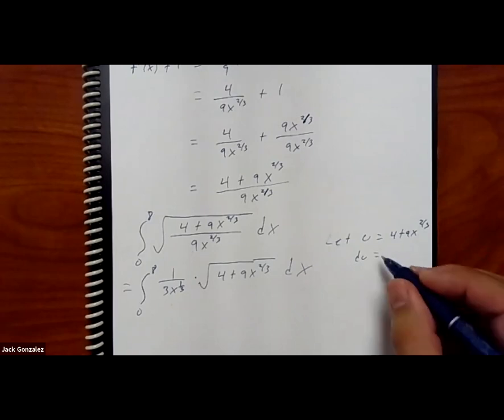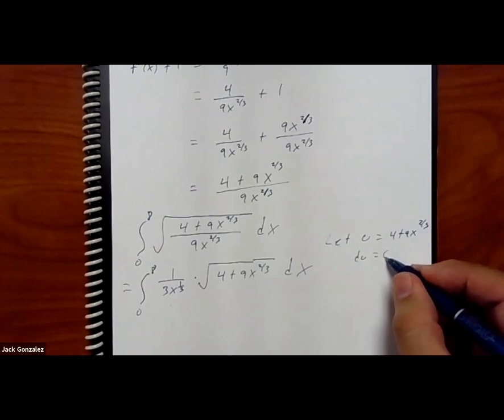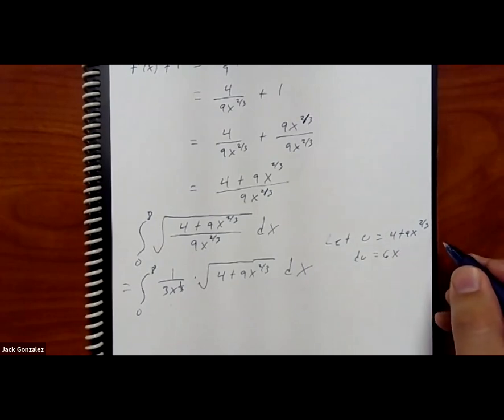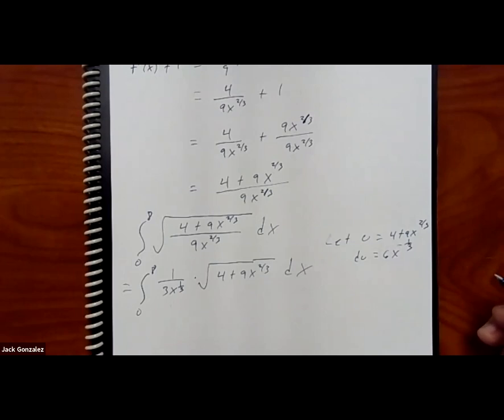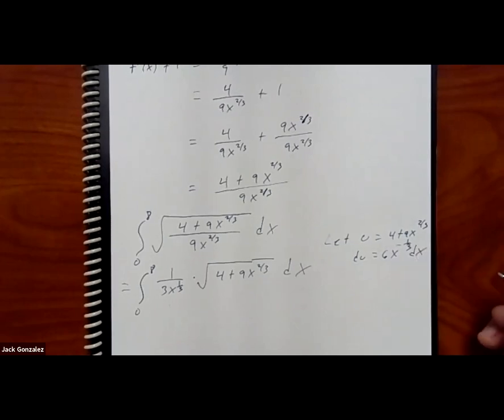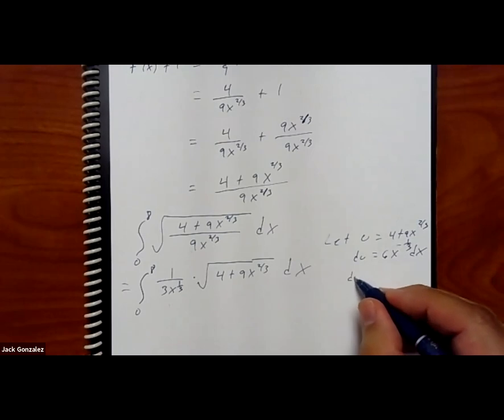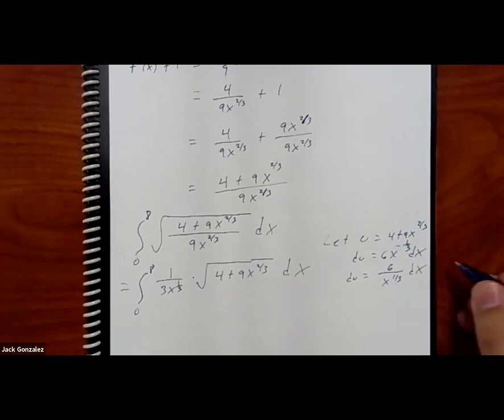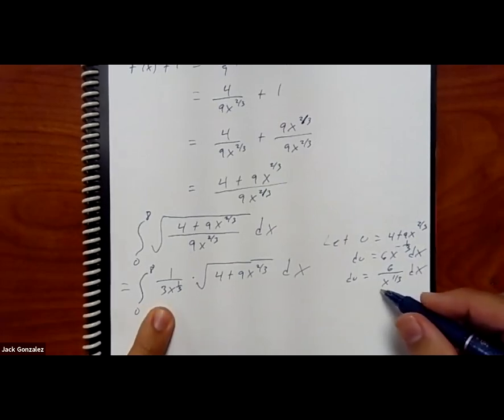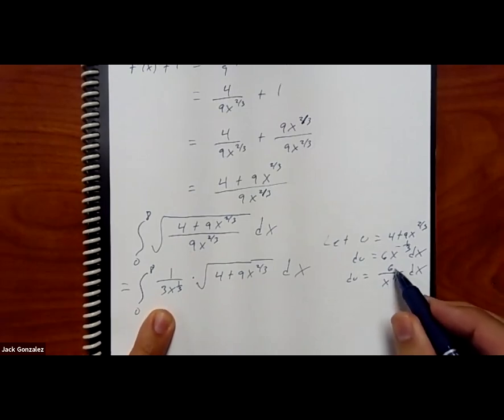So it'd be 6x to the negative third dx. So du would be equal to 6 over x to the 1/3. It's pretty close, right? So we just need a third down there and get rid of that 6. Multiply by a third.